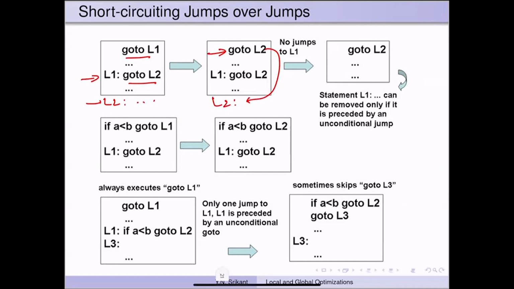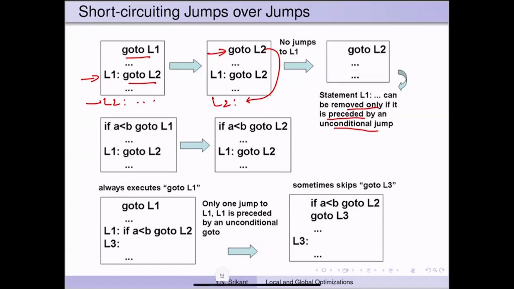So the statement L1 can be removed only if it is preceded by an unconditional jump. We saw examples of this earlier. Otherwise, we could go to L1 from some other place. We are not doing a global optimization by looking at the whole program. So we cannot ignore the possibility of jumping to L1 from some other part of the program. But if L1 was preceded by an unconditional jump, then possibly we will never get to this place. Okay, so that sort of a thing may occur.